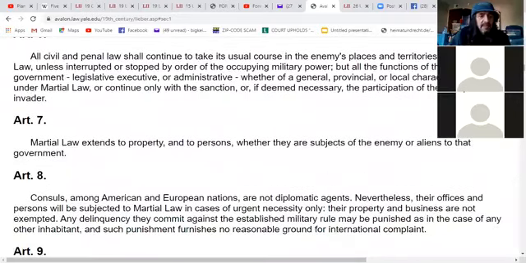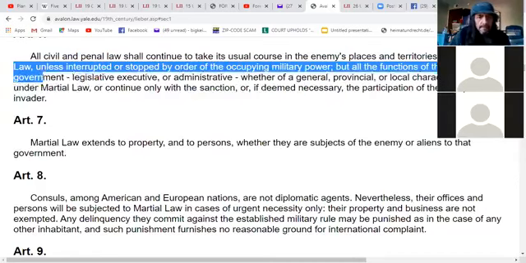Article 6, a civil and penal law. Remember, we were talking earlier about the criminal law. In common law, they talk about civil and criminal law. In the commercial law, they talk about civil and penal law. Shall continue to take its usual course, penal law, because they're penalizing you against military code, martial courts, courts martial, to continue its usual course in the enemy's place and territories under martial law.